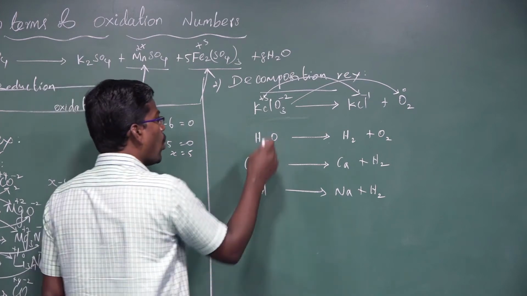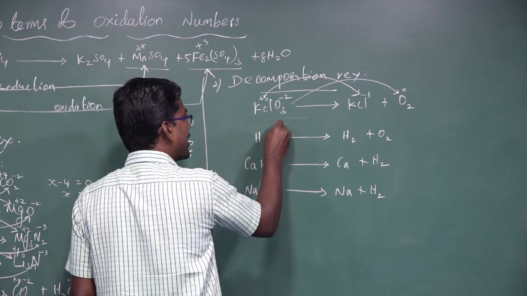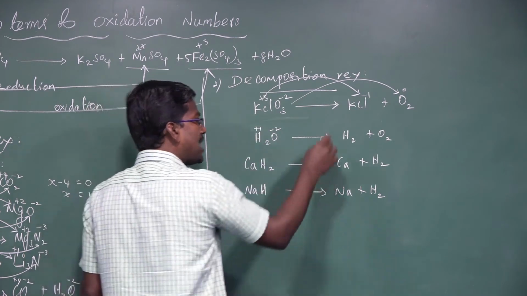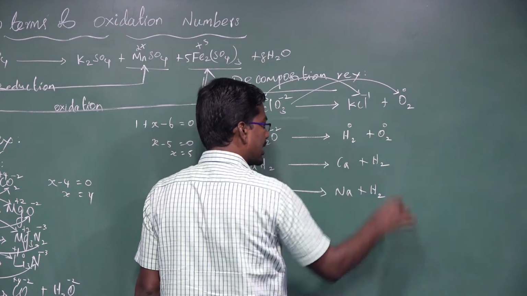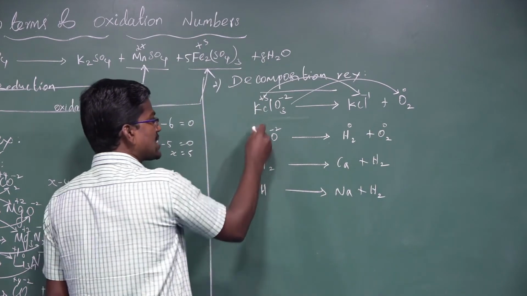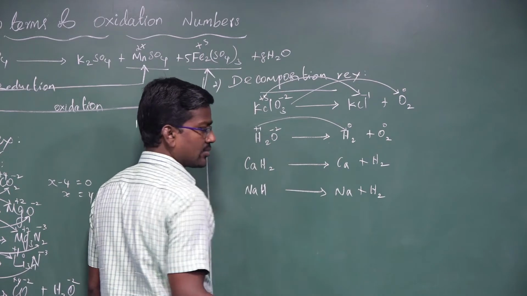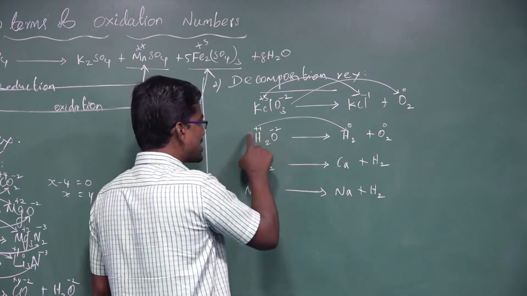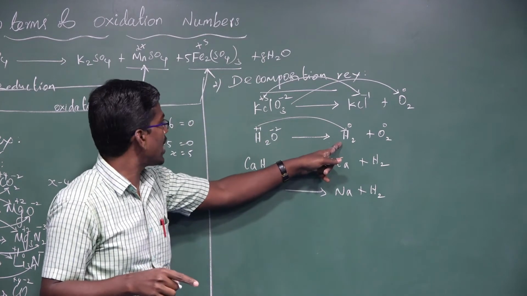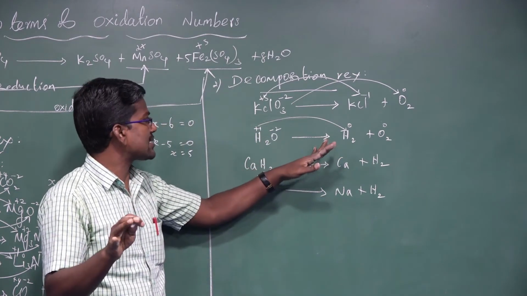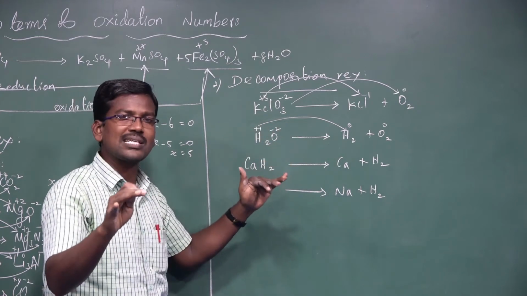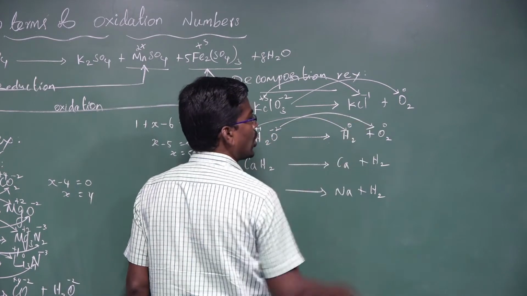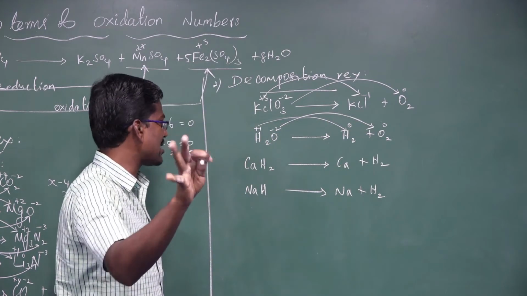Next one, the water molecule. Oxygen exhibits the minus 2 charge and hydrogen exhibits the plus 1 charge. In the hydrogen molecule it is 0, and oxygen also takes 0 charge. Plus 1 is converted to 0, oxidation number decreases, a reduction process. Minus 2 is converted to 0, oxidation number increases, an oxidation process.